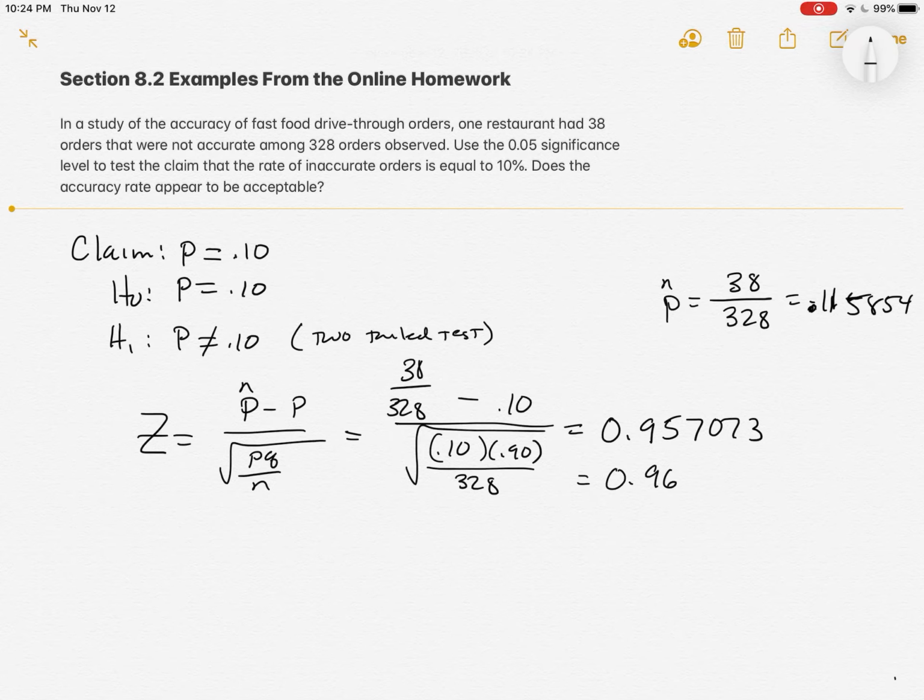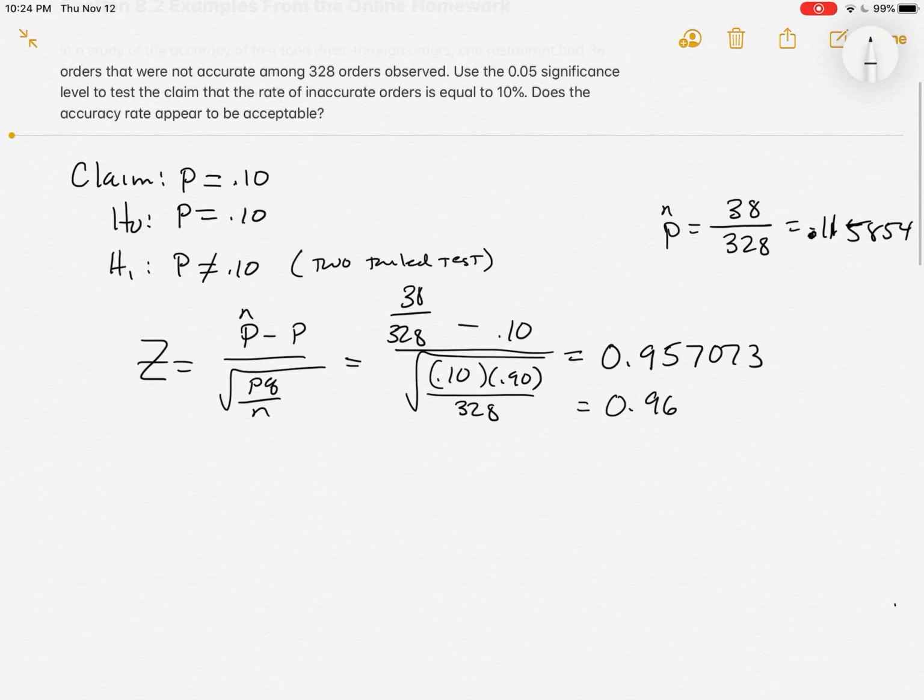Awesome. Now we have our z-value of 0.96. That's our test statistic. So the way the p-value method works is we go and plot that.